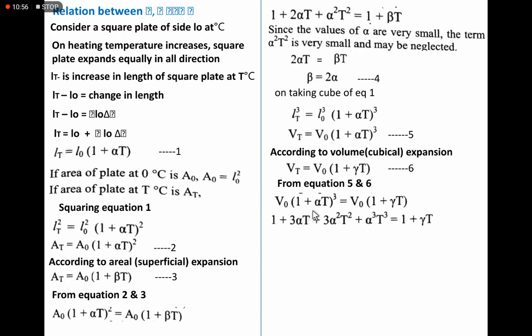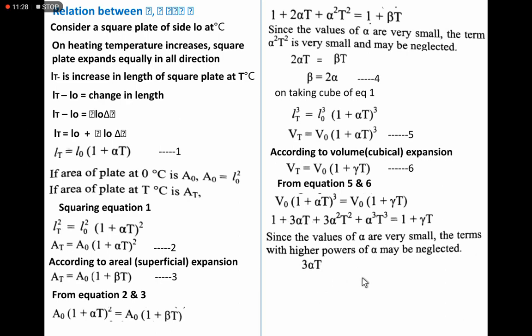We already studied the identity for the cube of (A plus B), and the expansion of the bracket is here. Again, the higher power terms of alpha are neglected because alpha is very small, and its square becomes even smaller. So these two terms are neglected, and 1 plus 3 alpha T is equal to 1 plus gamma T. Again 1 is cancelled, and we write 3 alpha T is equal to gamma T. T cancels, and we write gamma is equal to 3 alpha.